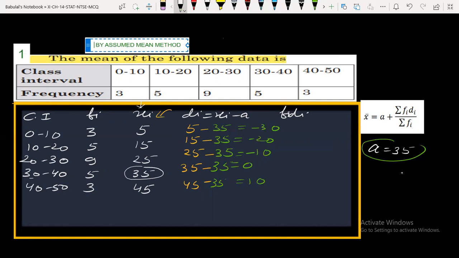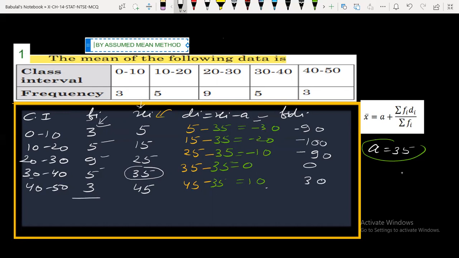Then our next column is fi into di, so you multiply carefully. This is the value of di and this is fi. I will tell you again, do not multiply this di with xi; please multiply by the corresponding frequency only. So minus 30 into 3 is minus 90, 5 into minus 20 is minus 100, 9 into minus 10 is minus 90, 5 into 0 is 0, and 3 into 10 is 30.